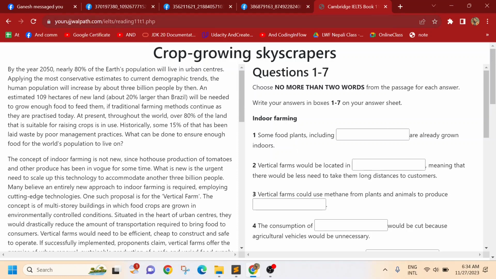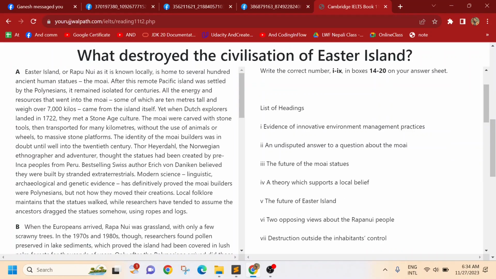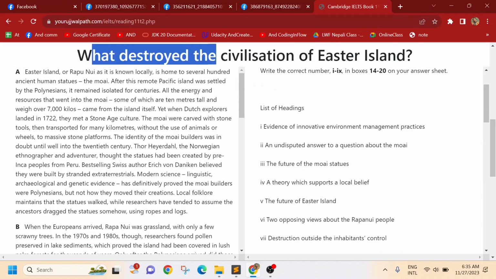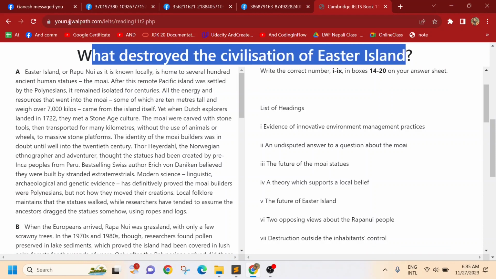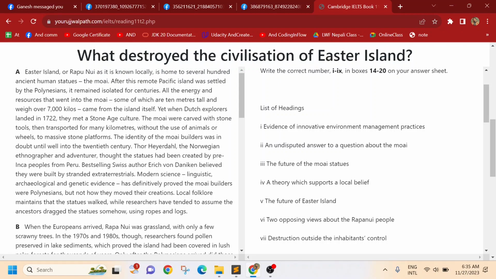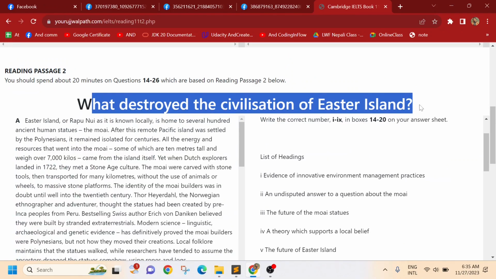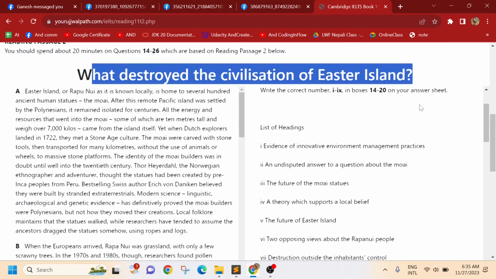We are going to deal with match the heading. Here we are: what destroyed the civilization of Easter Island. First of all, let me guide you how you would handle the reading. You should read the title first, and after you read the title, you should develop some kind of interest in it. So we see the title, what destroyed the civilization of Easter Island.